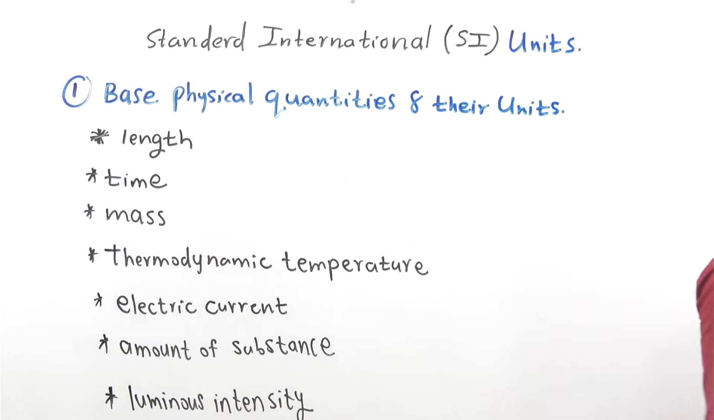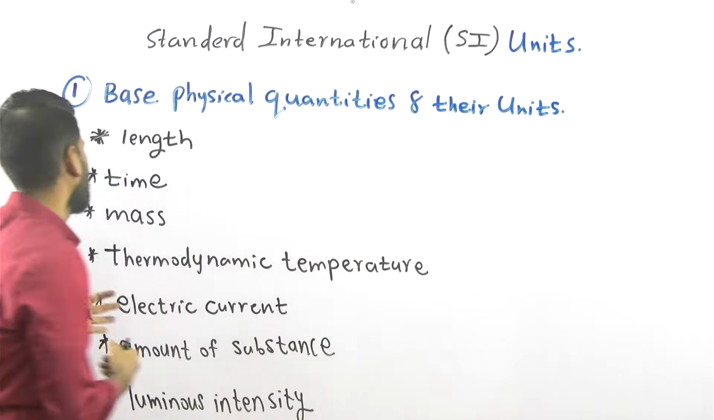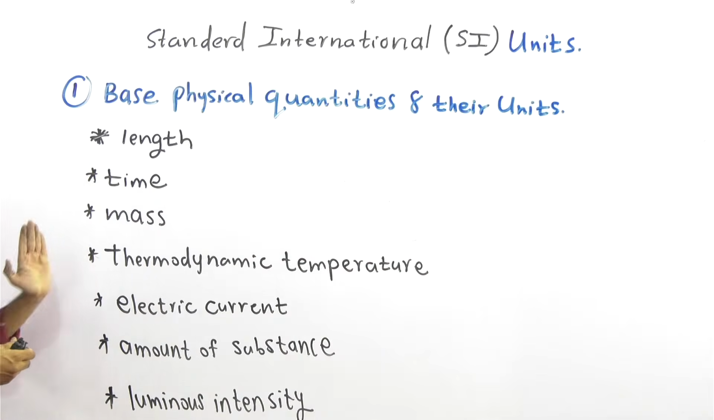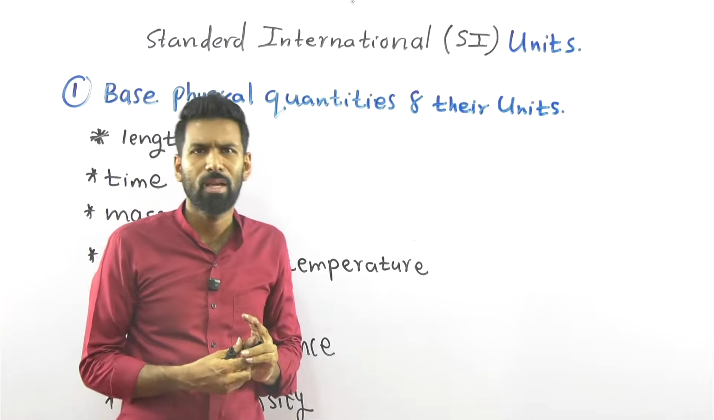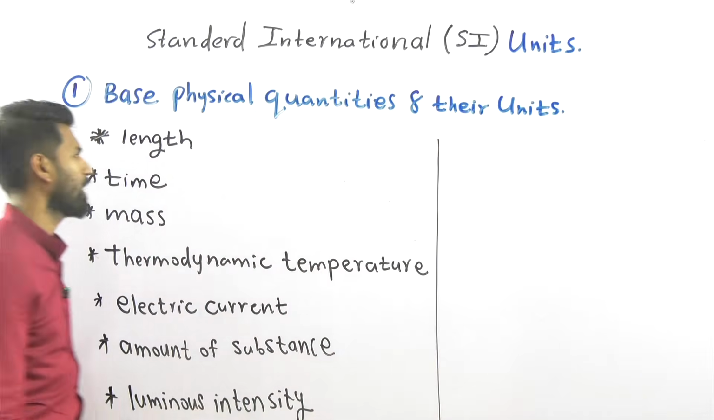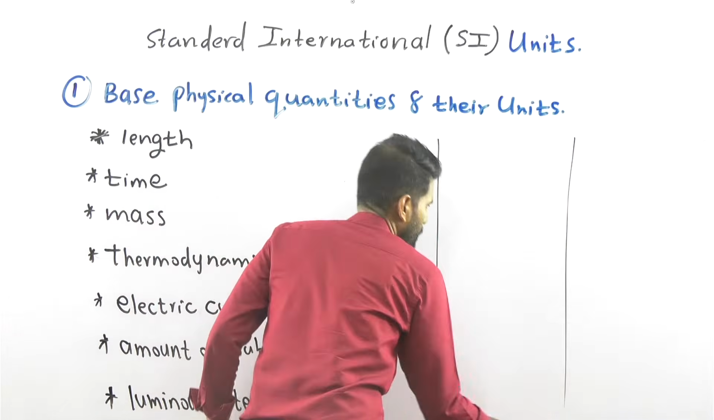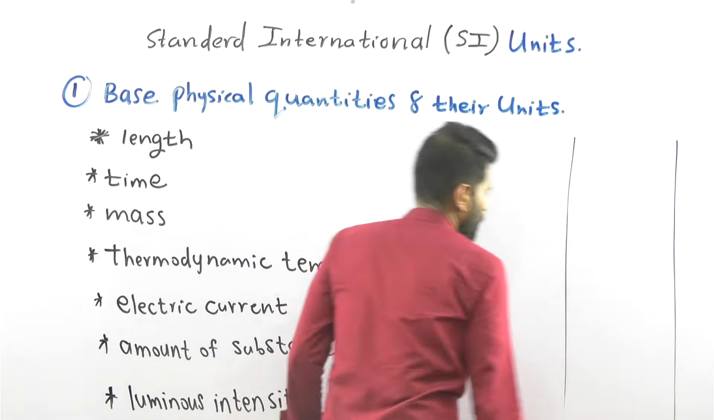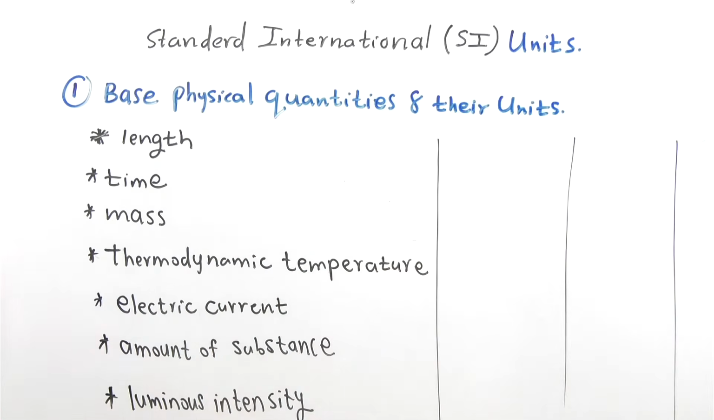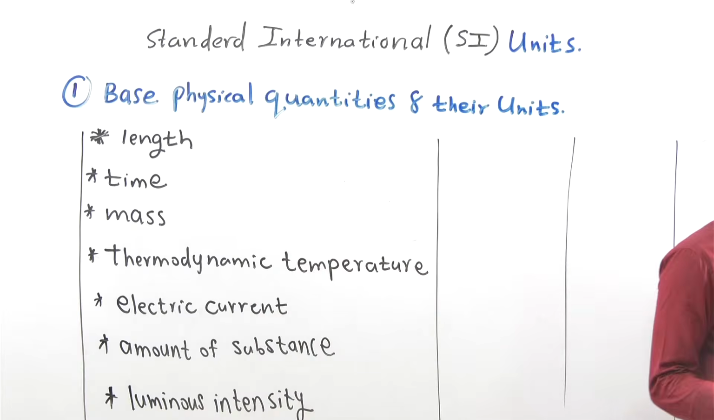When you are writing these 7 base physical quantities, you have to write them on the left side of your book. Then you have to fill in 2 other columns too. So leave the right side.